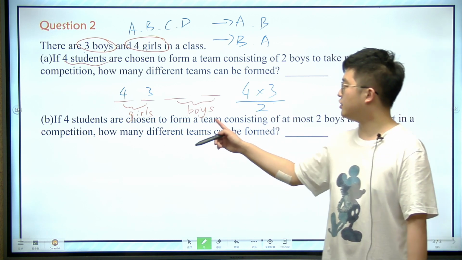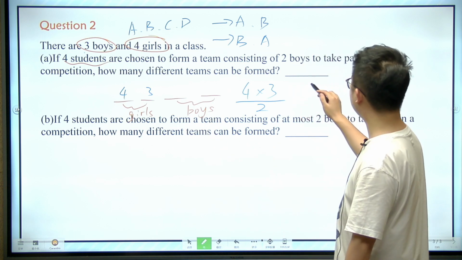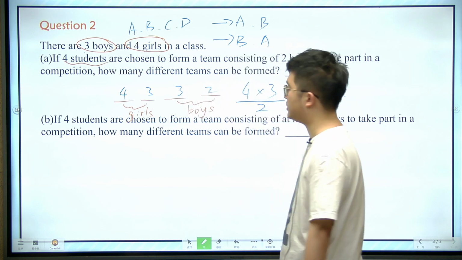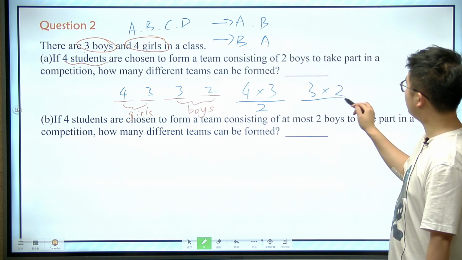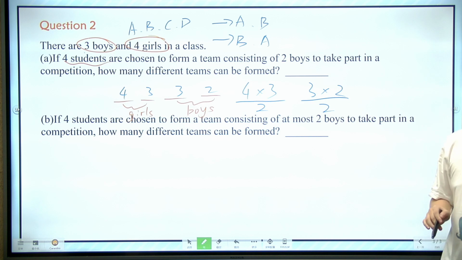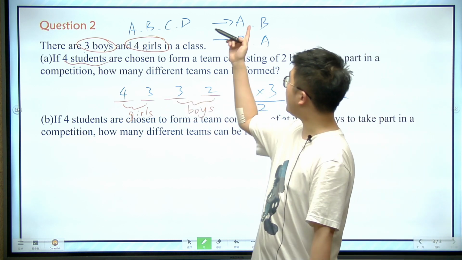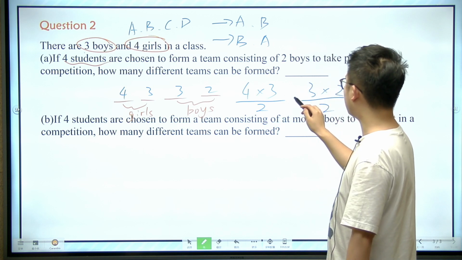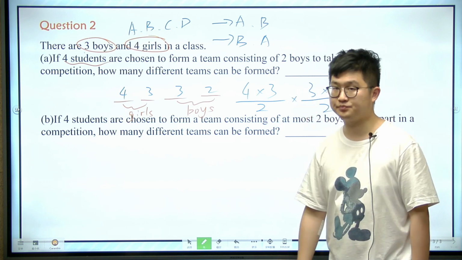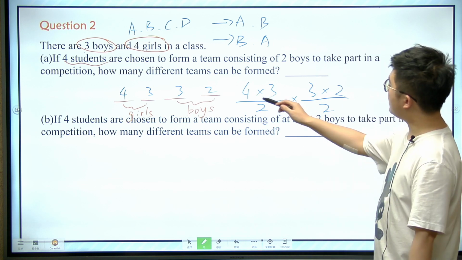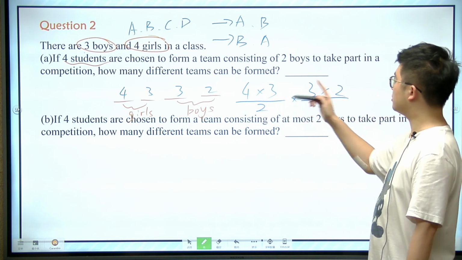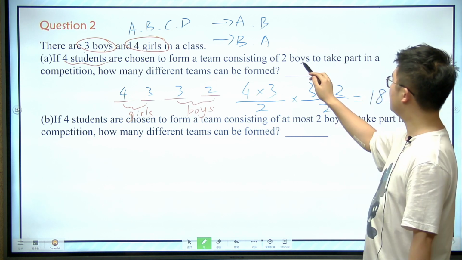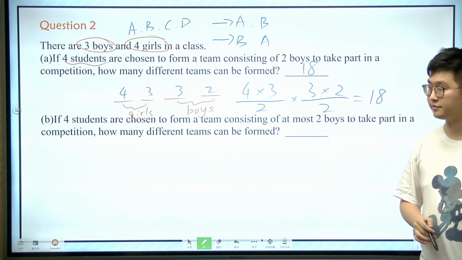It's the same for the boys, right? For boys, we have 3 times 2. We have 3 choices here, 2 choices here, but still need to divide by 2, because AB is BA. So we multiply them together, and the result should be 18.